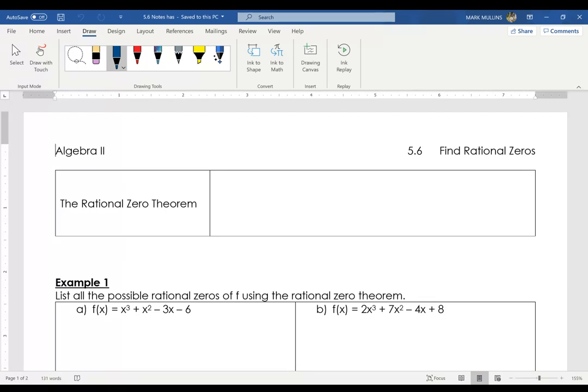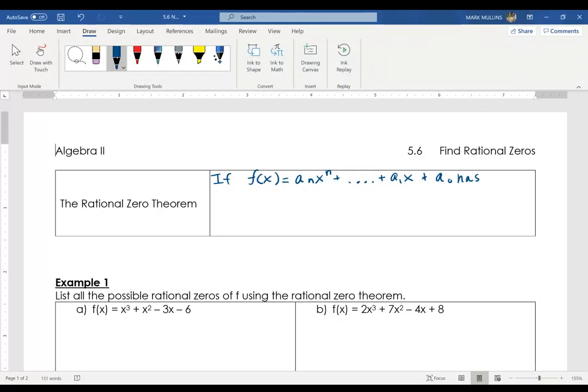5.6, find rational zeros. We're going to start with the rational zero theorem. So if f of x equals, and I'm going to write a polynomial here. My leading coefficient I'm going to call a sub n, and then my x will be to the nth power. Then plus dot, dot, dot, all the way down to a sub 1 of x to the first power. I won't put a 1. Plus a sub 0 doesn't have an x at all.